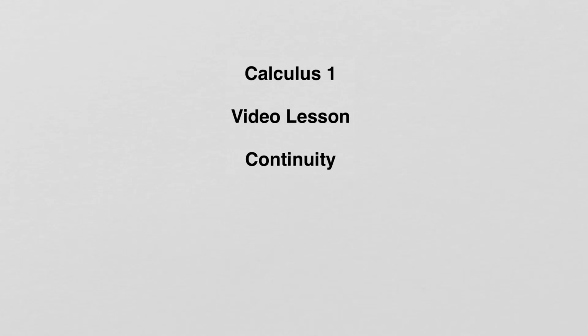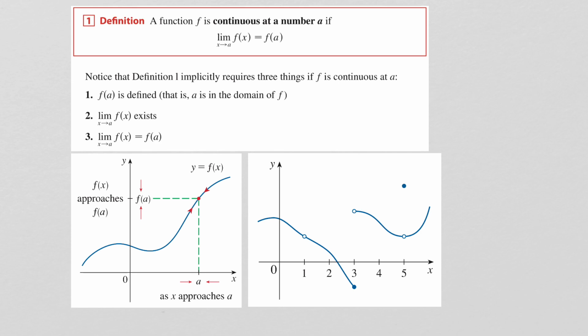Continuity. A function f is continuous at a number a if the limit of f of x as x approaches a is equal to the function value at a.